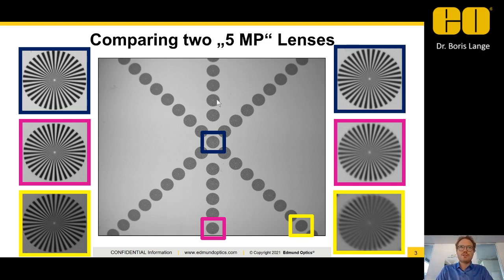Say that you have the choice between two different optics. Both of them are labeled with a 5 megapixel sticker. You put them on your camera, run a quick test. You put a Siemens star ray target on a backlight and just look at what's going on. With the first lens over here on the left side, everything seems to be quite all right. The blue zoomed-in picture is obviously from the center of your field of view, the magenta one is at the 6 o'clock position, and the yellow one is in the very corner of your field of view.